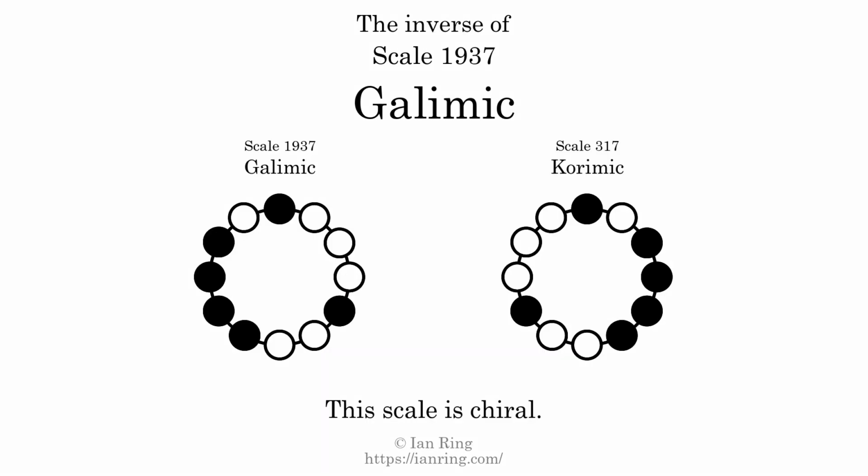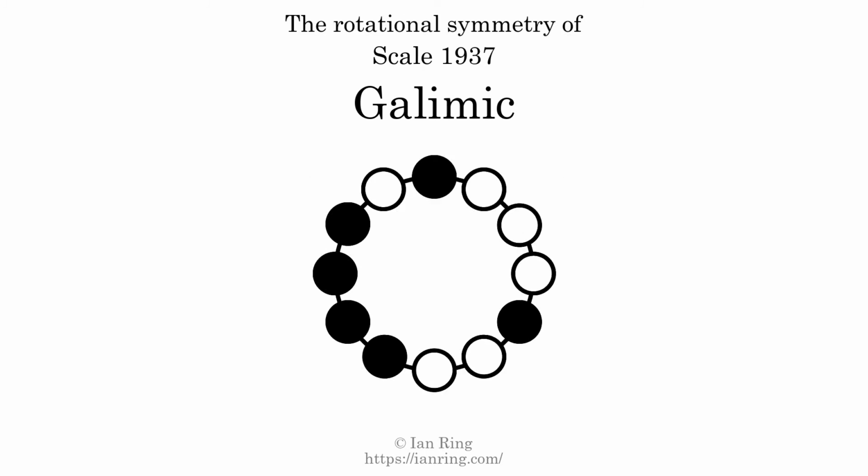The inverse of a scale is a mirror image. It is what you get when the sequence of intervals is reversed. The inverse of this scale is scale 317, also known as Galimic. This scale is chiral. It cannot transform into its inverse by rotational transformation. This scale has no rotational symmetry.